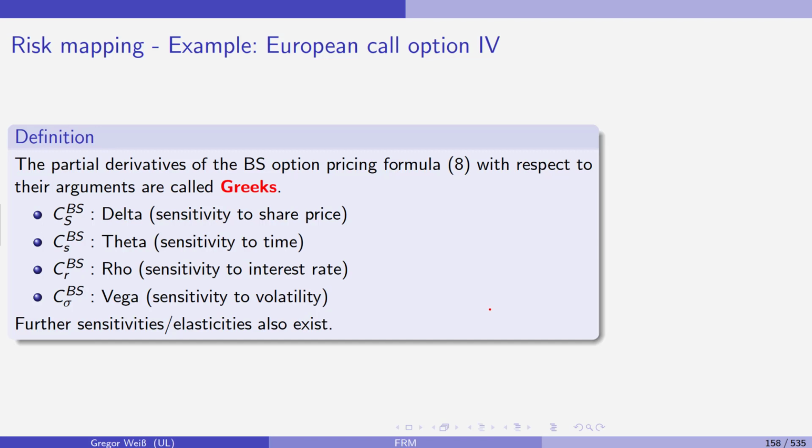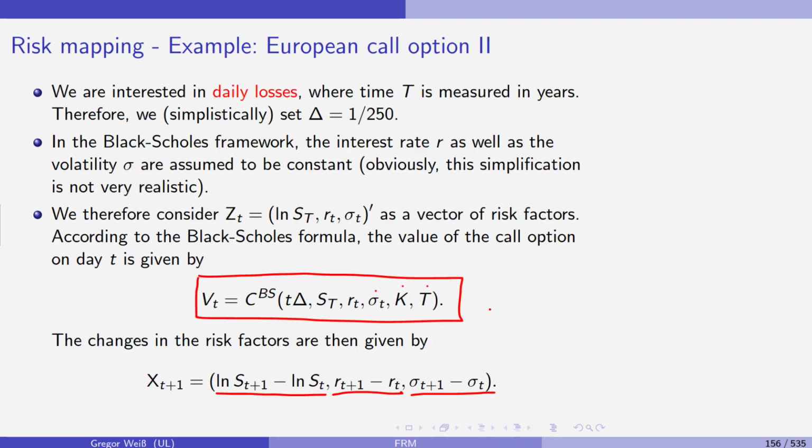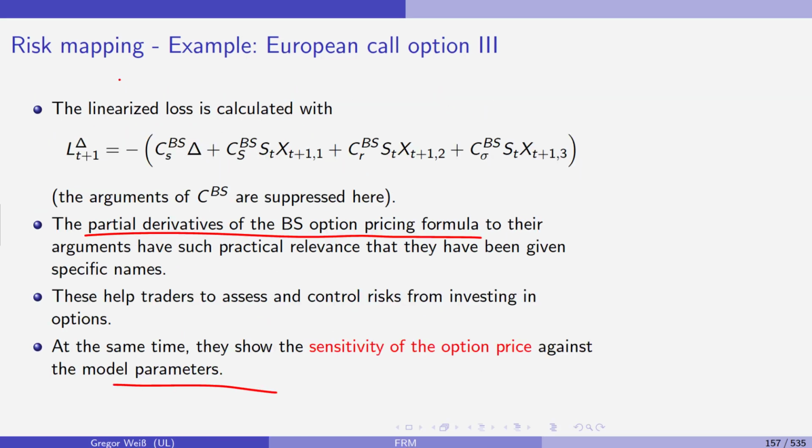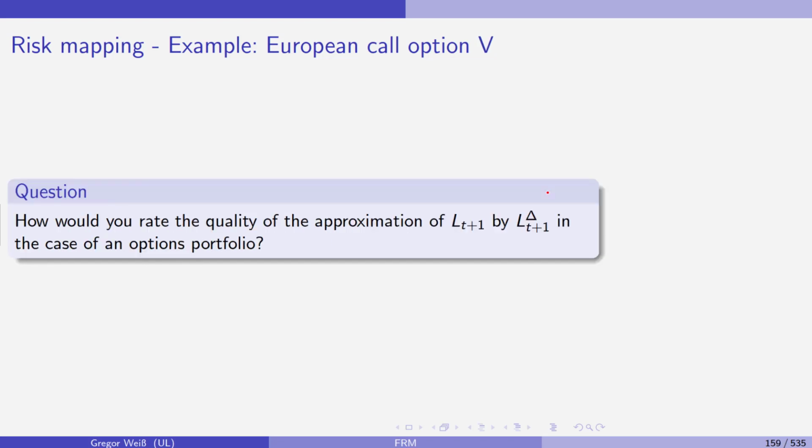And why do they have special names? Well, because as you can see here, if we take the log return, the change in the interest rate, and the change in volatility as those elementary risk factors that drive the loss from an option investment, and if we now linearize it, you can immediately see that this is where those option Greeks suddenly pop up. Those are the option Greeks. And here, those partial derivatives are part of the linearized loss, and that's why it's so important.